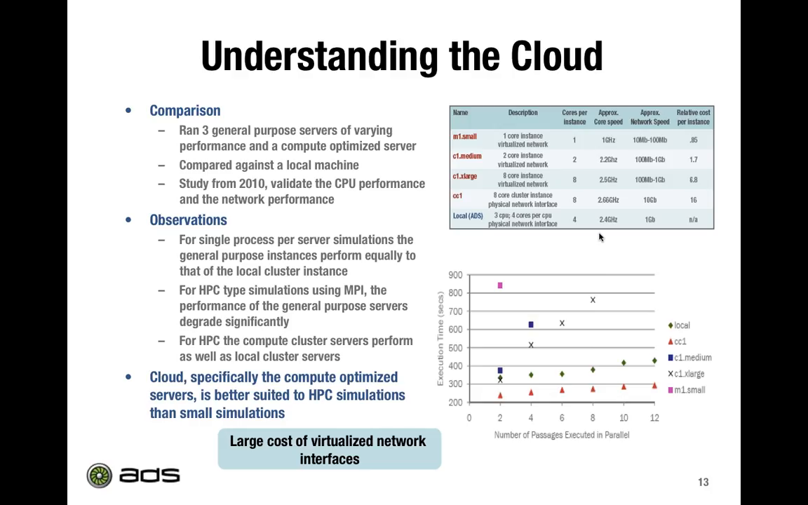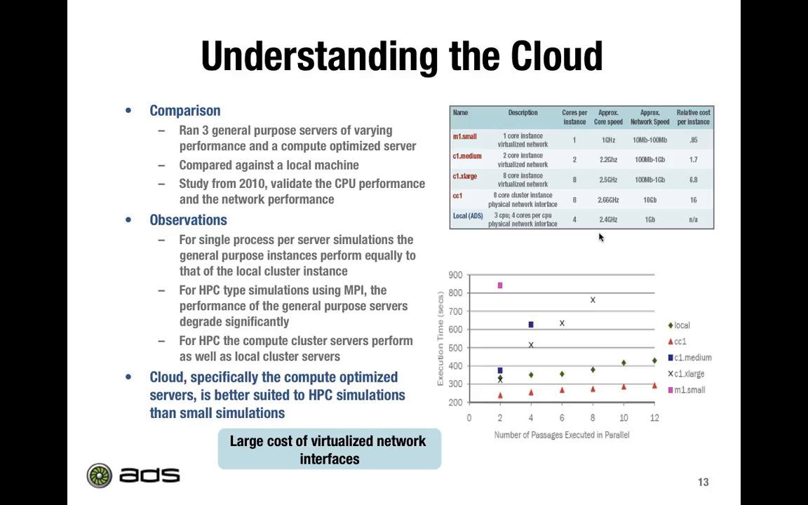Okay, here are the observations. Here are the takeaways from this analysis. When we run 1 process per server, the general purpose instances or servers generally perform equally to that of the local cluster, meaning it is just dependent on the CPU core speed. So your turnaround time is based on the core speed.